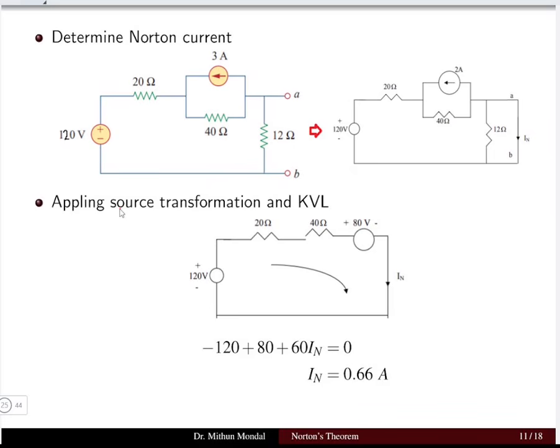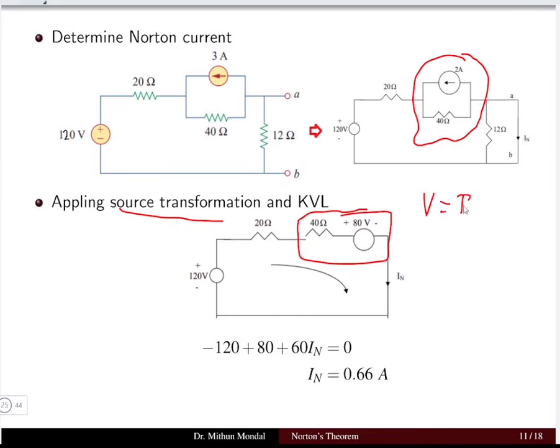I will be applying the source transformation. So this part of the network I can reduce into a simpler format, that is, a voltage source in series with a resistance. The voltage source is nothing but current multiplied with resistance. So we have 2 into 40, that will be equal to 80 volt. 80 volt will be in series with 40 ohm. So here we have applied source transformation. Now we have only one network.